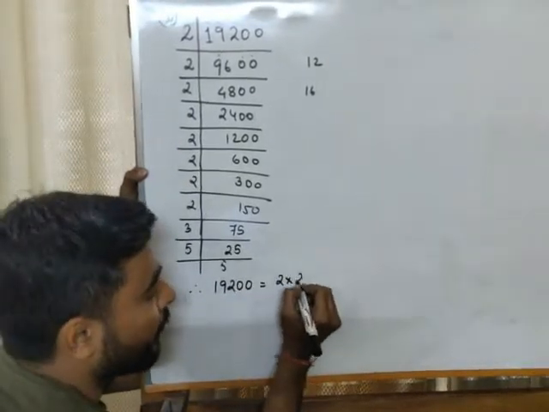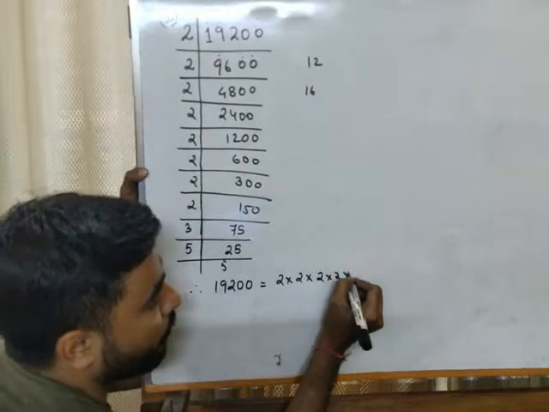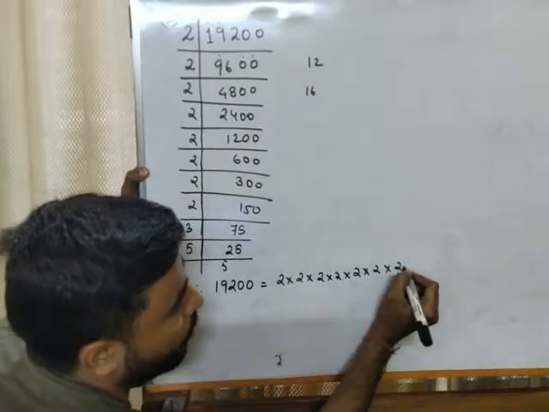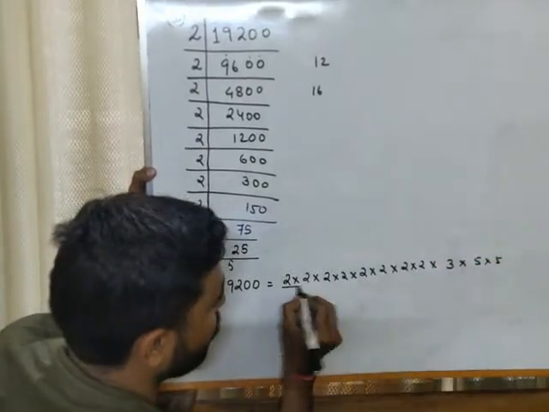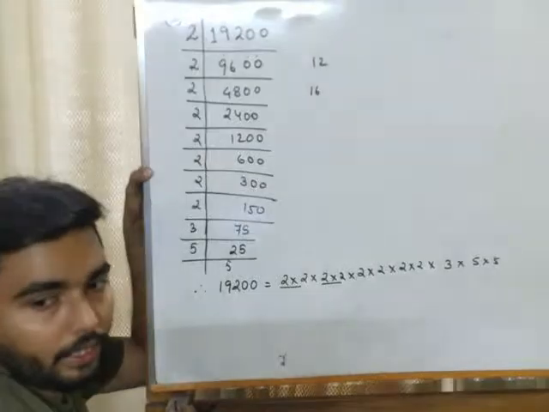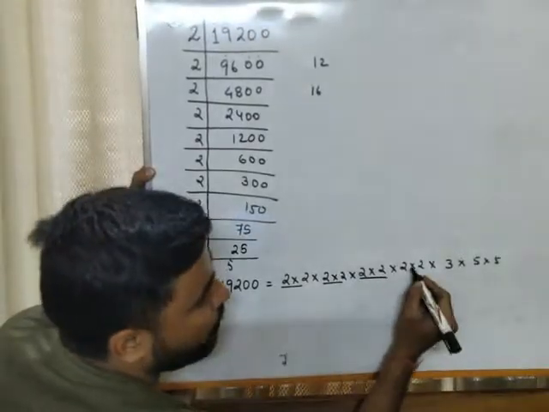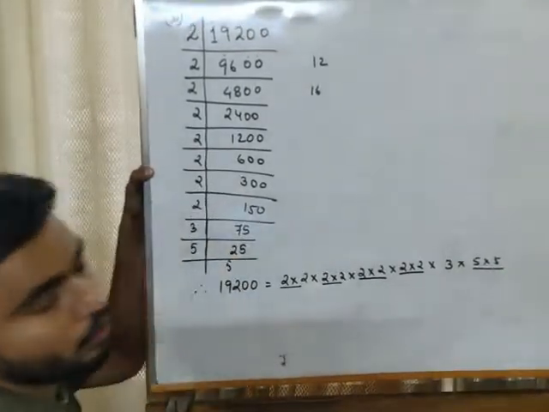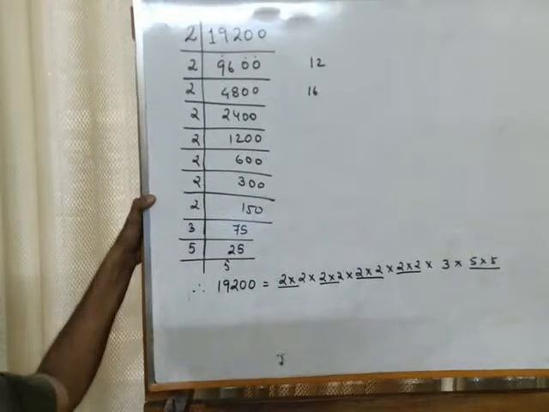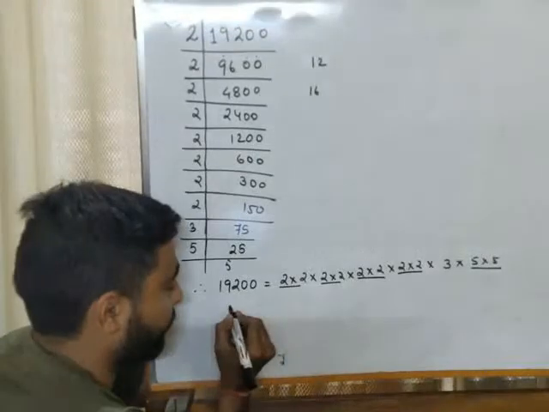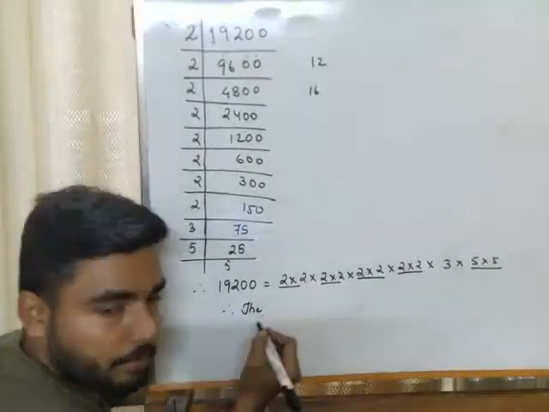8 times 2's we have: 2 into 2, 2 into 2, 2 into 2, 2 into 2 into 3, 5 into 5. You can see this 2 forms a pair, this 2 forms a pair. Again here this 2 forms a pair, this 2 forms a pair, and this 2 fives form a pair. So what is the least number by which 19200 should be divided? Comment everyone.